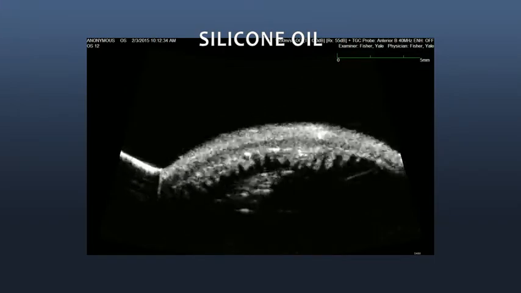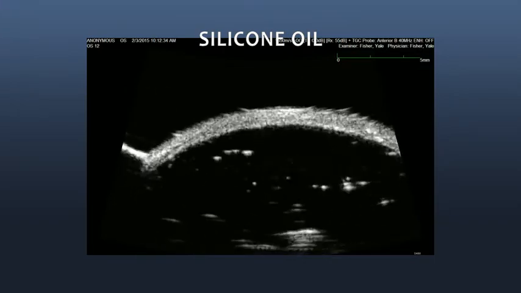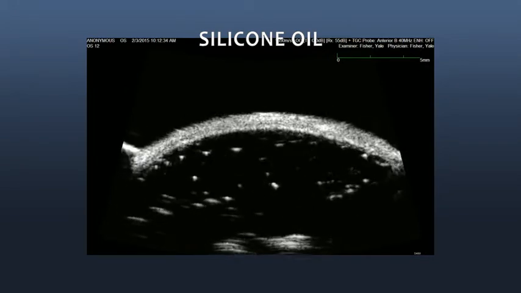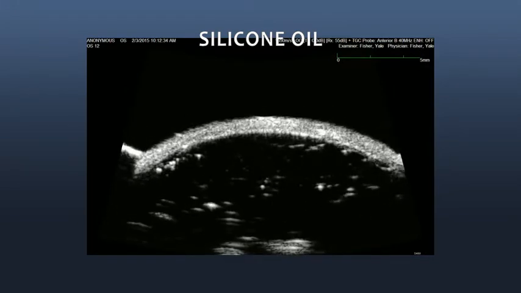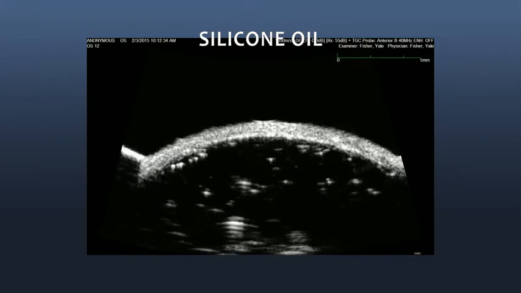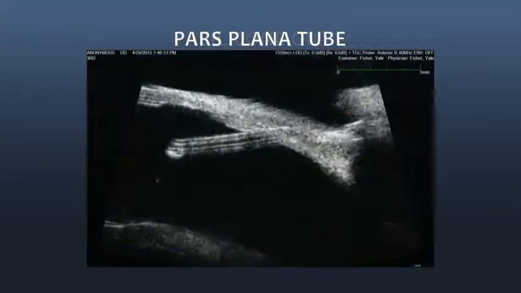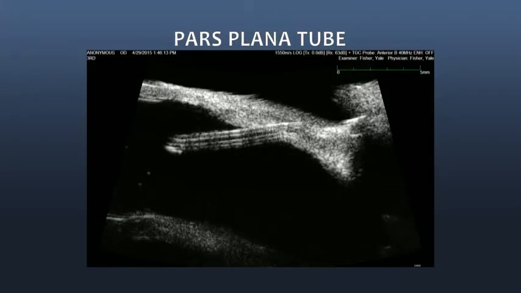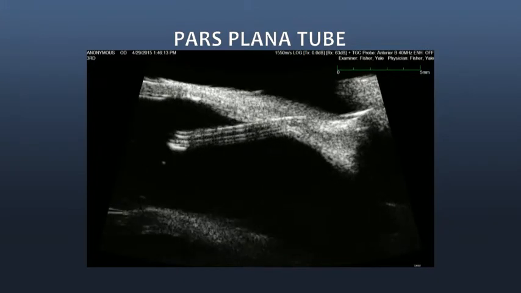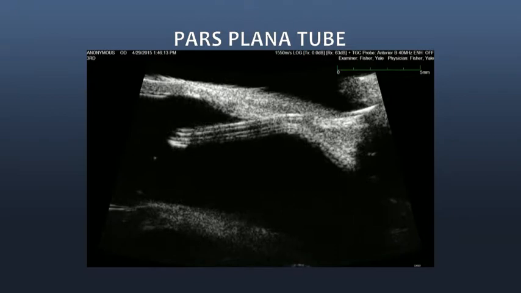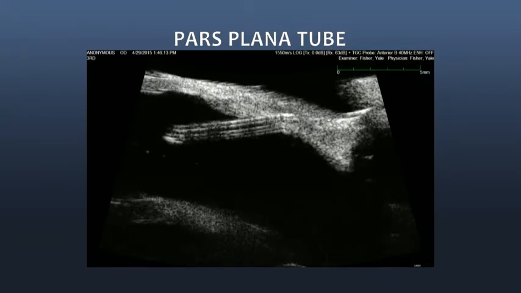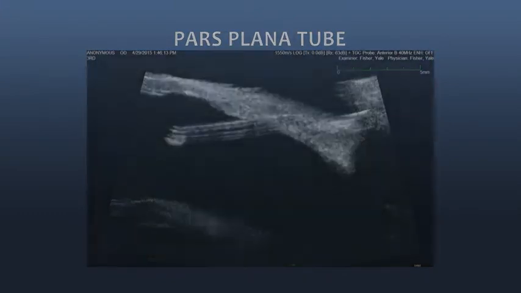Silicone oil can be seen just behind the ciliary body processes in another case where residual silicone oil has been left behind by the insertion of multiple needle tracks for the implantation of anti-VEGF material. An entire pars plana tube can be visualized easily, in this case with an opaque cornea and the tube going through the pars plana, through the sclera and under the lid. Some of the lashes can actually be seen to the right of the screen as well.